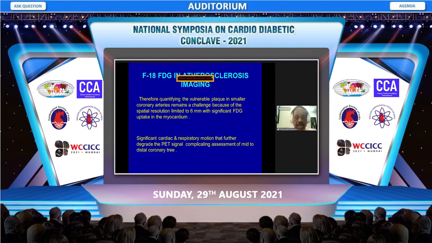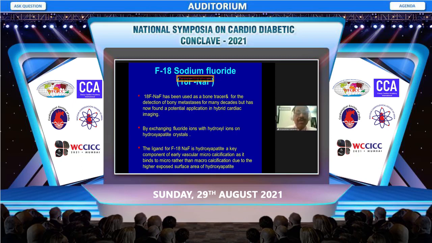So FDG imaging for quantifying vulnerable plaque in smaller coronary arteries remains a challenge because of the spatial resolution of FDG, limited to only 6 mm, with significant FDG uptake in the myocardium, which I have told you. Significant cardiac and respiratory motion then further degrade the PET signal using F18 FDG. So what is the next alternative?